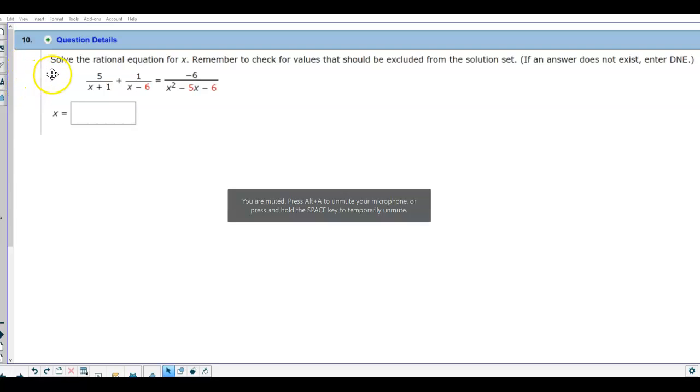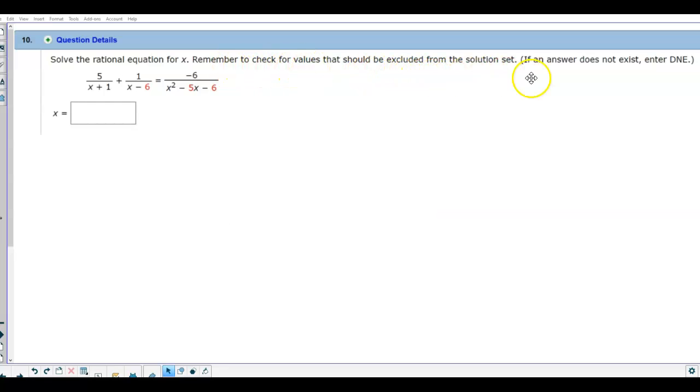Question number 10. Solve the rational equation for x. Remember to check for values that should be excluded from the solution set, and if an answer does not exist, then enter DNE, does not exist. So the first thing we want to do whenever we have a problem like this is look at the denominators.